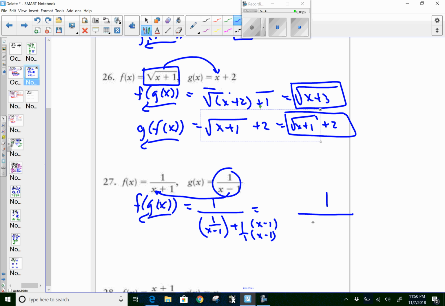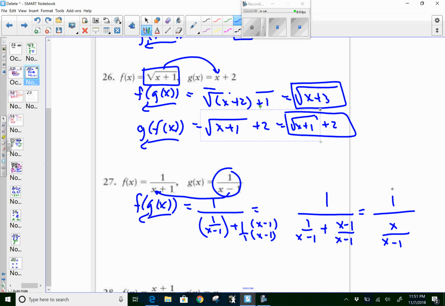1 times anything is going to give me itself. So I'm going to have an x minus 1 over x minus 1. And to that, I'm adding 1 over x minus 1. So I know that if I have the same denominator, I just leave the denominator. So it's x minus 1 plus 1... the 1's cancel out, and I'm left with an x, and there's a 1 on top.